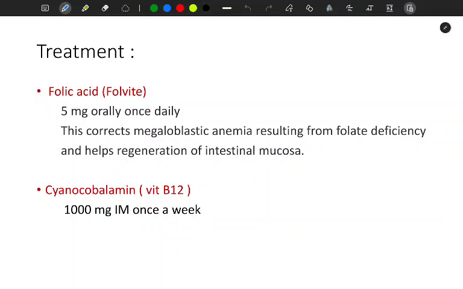Treatment is folate 5 mg orally, a high dose. This corrects the megaloblastic anemia resulting from folate deficiency and helps regeneration of the intestinal mucosa. Okay, remember that. Then B12, 1 milligram IM, with different courses: either once daily for a limited course, then every second day, for half of the course. Some schools do every other day. It's fine, whatever you have done, it's fine.